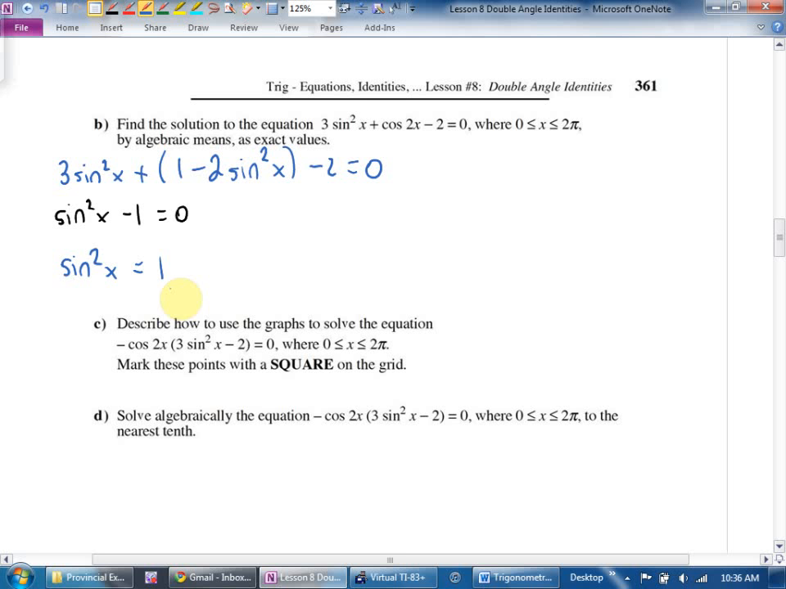How would I get rid of a squared? Or, by the way, this is a quadratic. I could have also made it equal to 0, this factors. But remember, we just have a plain old quadratic with no middle term. We can just get the squared by itself and then square root both sides. Except when I square root both sides, what had I better remember? Plus or minus. And what's the square root of 1?